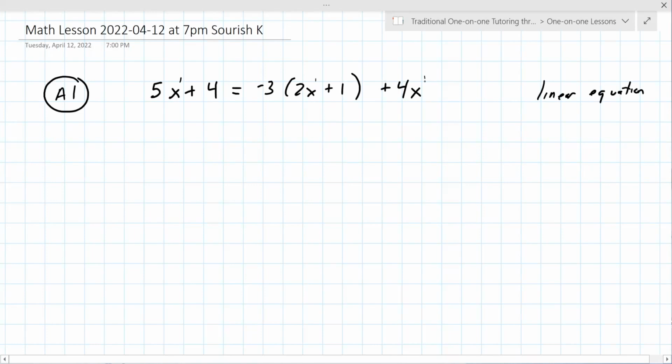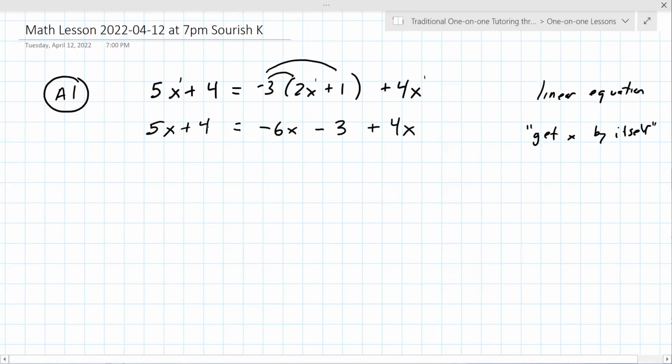Okay. So the way we solve a linear equation is we want to get x by itself. And before we can do that, though, we need to distribute this -3 to both of these on the right. So that's -6x minus 3. Bring the 4x down. And on the left side, you just bring the other terms down also. So this is the distributive property, or we just say distribute.